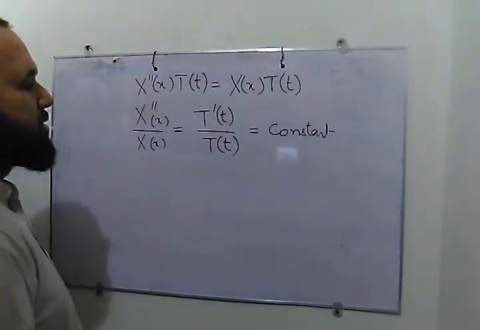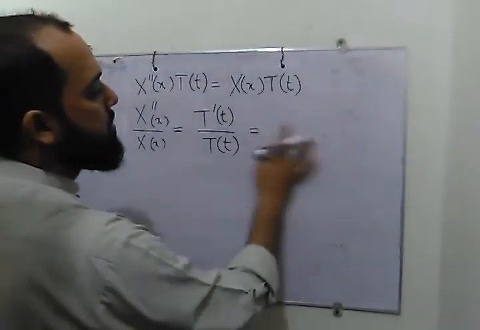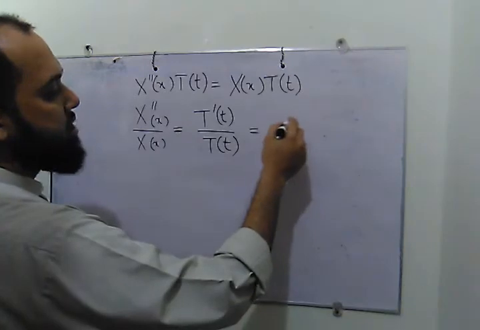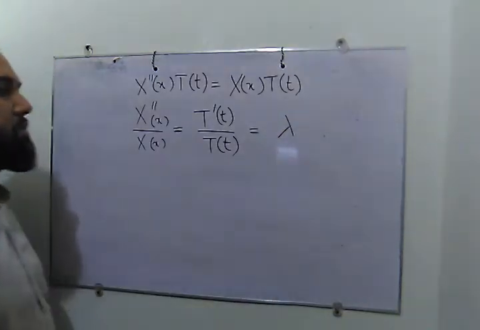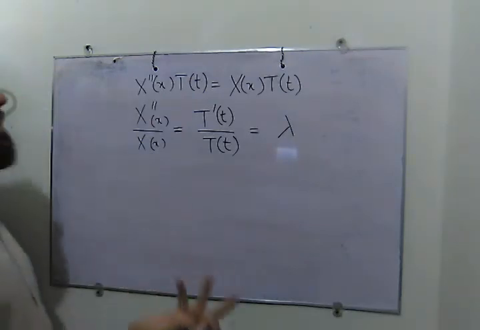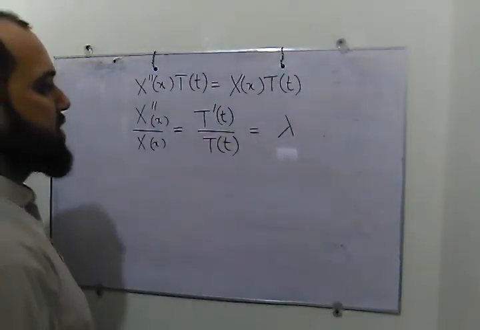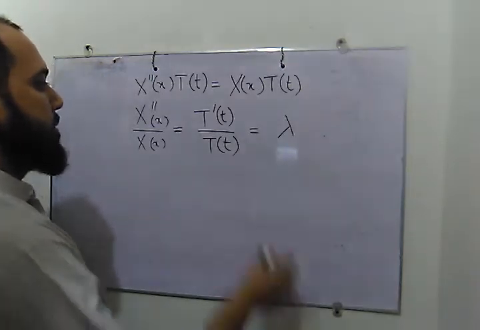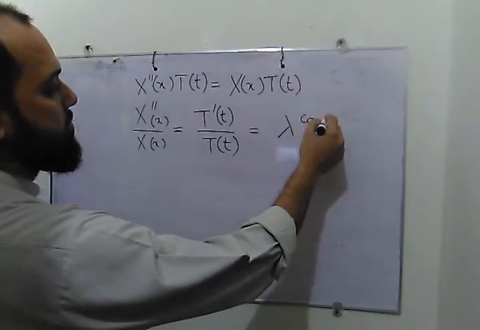We can consider this constant as any symbol. For consistency with the previous question, we are considering it as lambda. We can also take mu or alpha, beta, gamma, anything, but for consistency we are taking lambda. We call it the constant of separation.